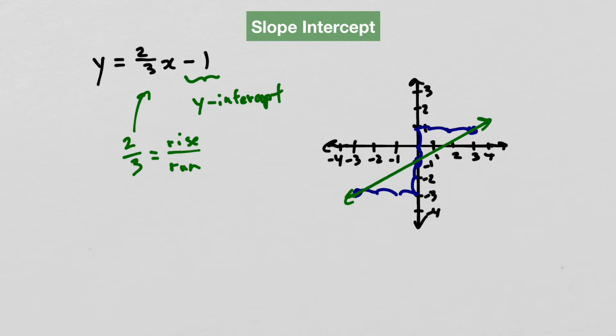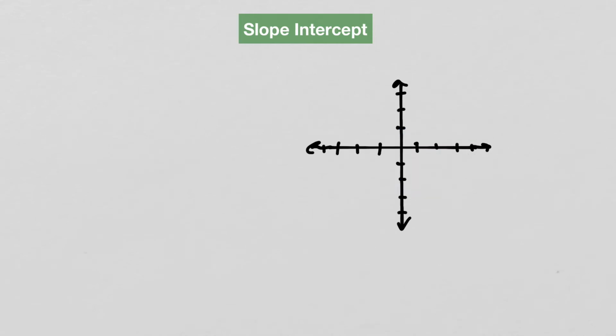Let's take a look. Let's suppose you get an equation that looks like this. 2x plus y is equal to 2. Okay, this is called standard form.